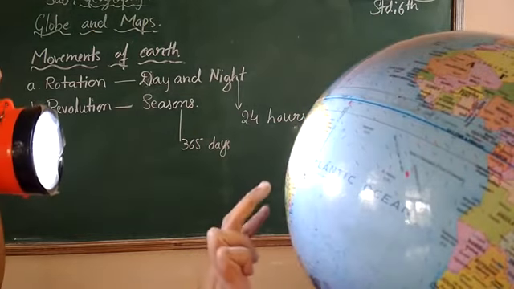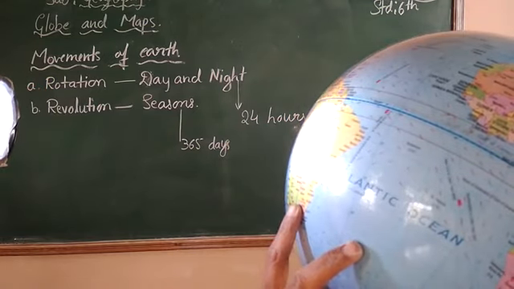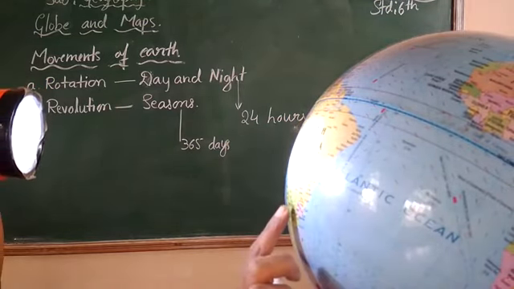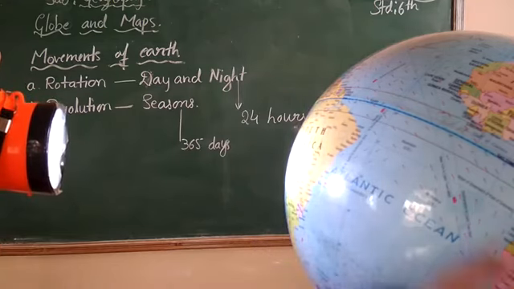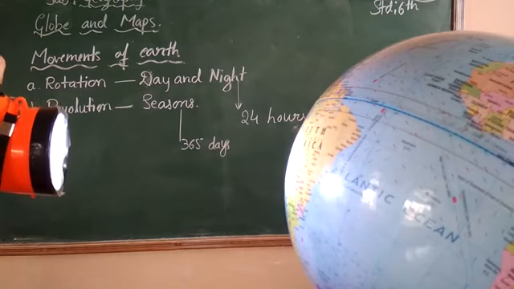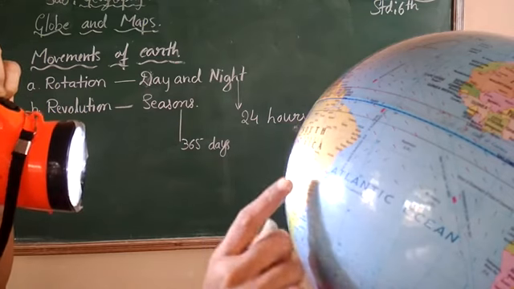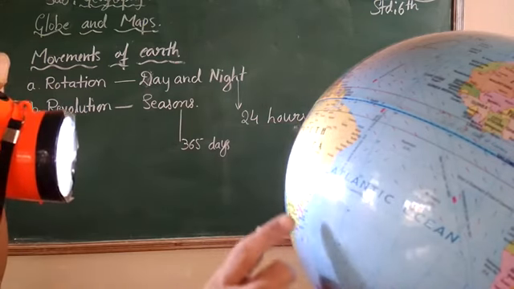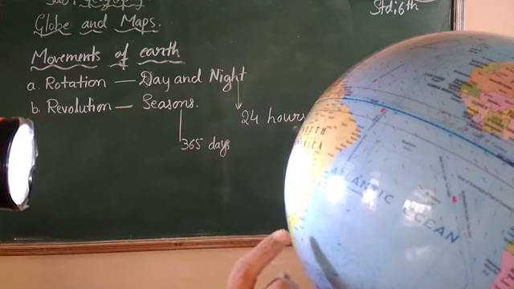For example, here, this South Africa is facing the sun now. So, these people will get the day. Here, they are not facing the sun. So, these people will get the night time. Understood, no, children? For these people also it is dark only. Here we are getting the day. Whichever part is facing the sun, that place gets the day.